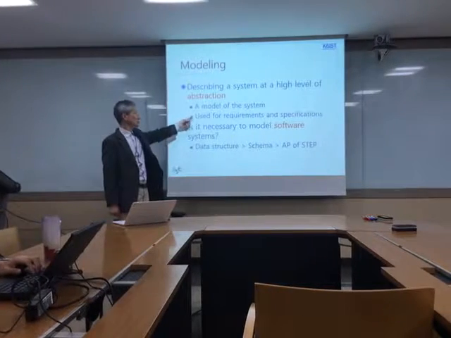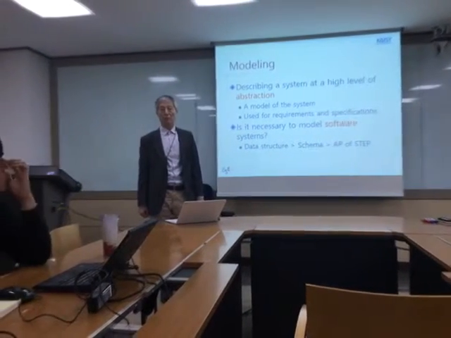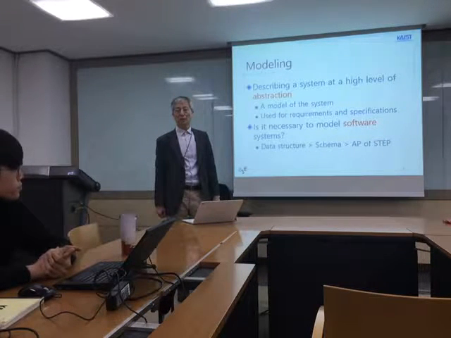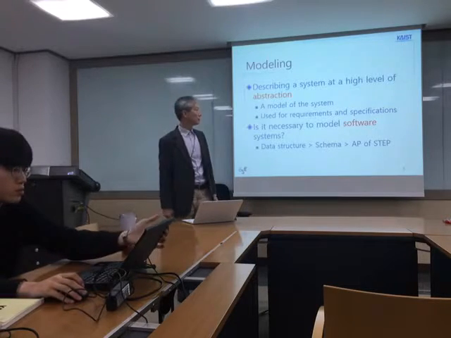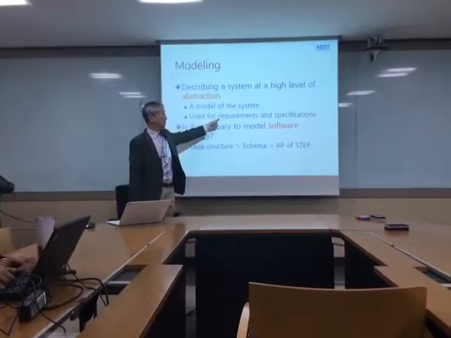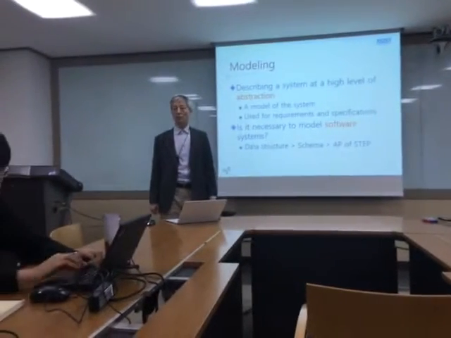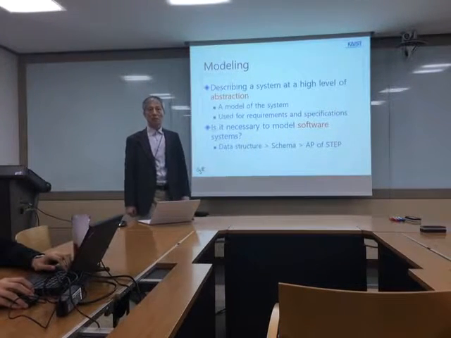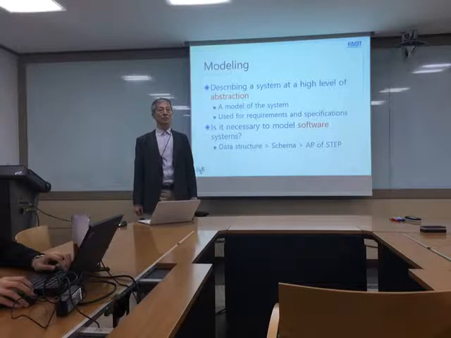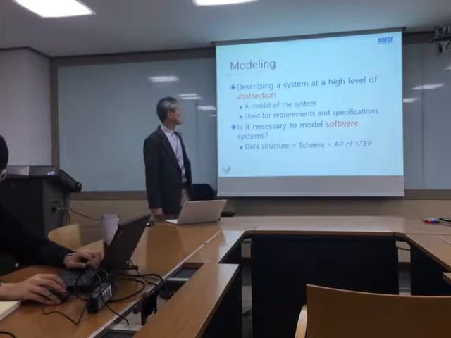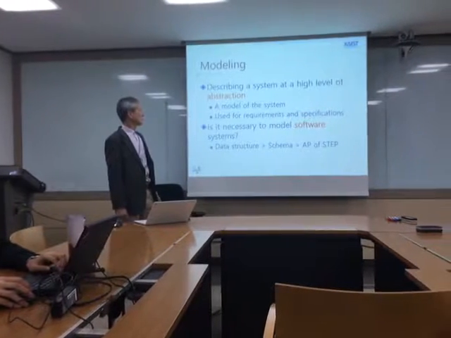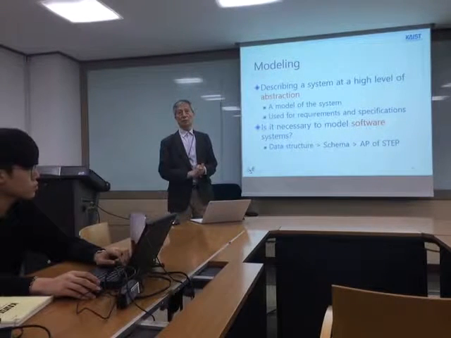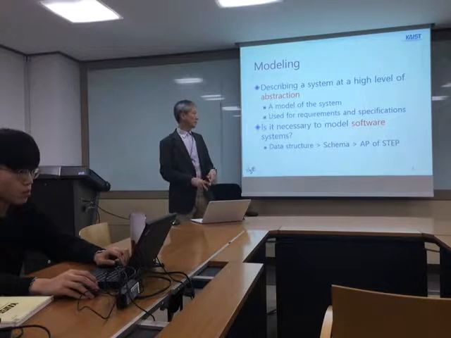And this model is used for requirement and specification. You heard about requirements for industry in AP modeling. So ARM, remember that ARM is trying to capture the requirement of the industry, as a reference model and also specification. Our AP is a specification for industry usage. And it is necessary to model software systems. So it is about information modeling of software systems.